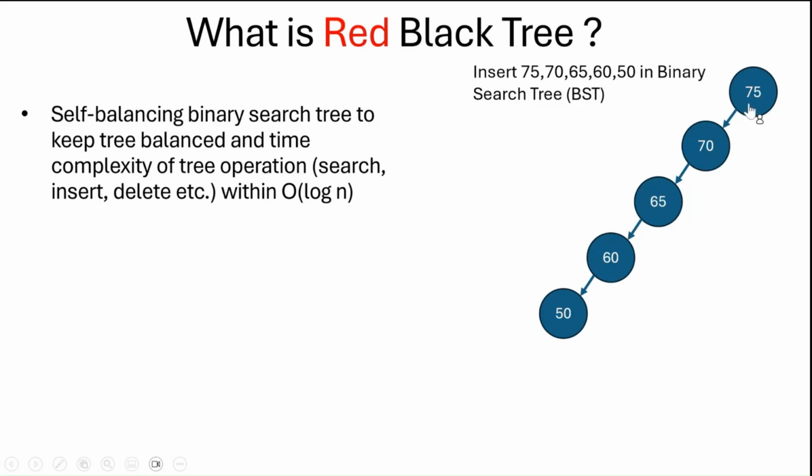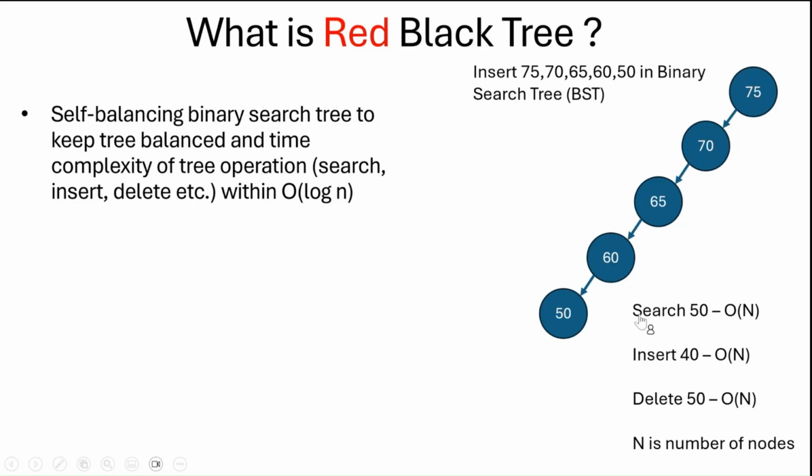Now, if we see, the structure of this binary search tree is not balanced because it is just going on the left side. That is why it is called a left-skewed binary search tree. It is an unbalanced binary search tree. Now, what is the impact of this?